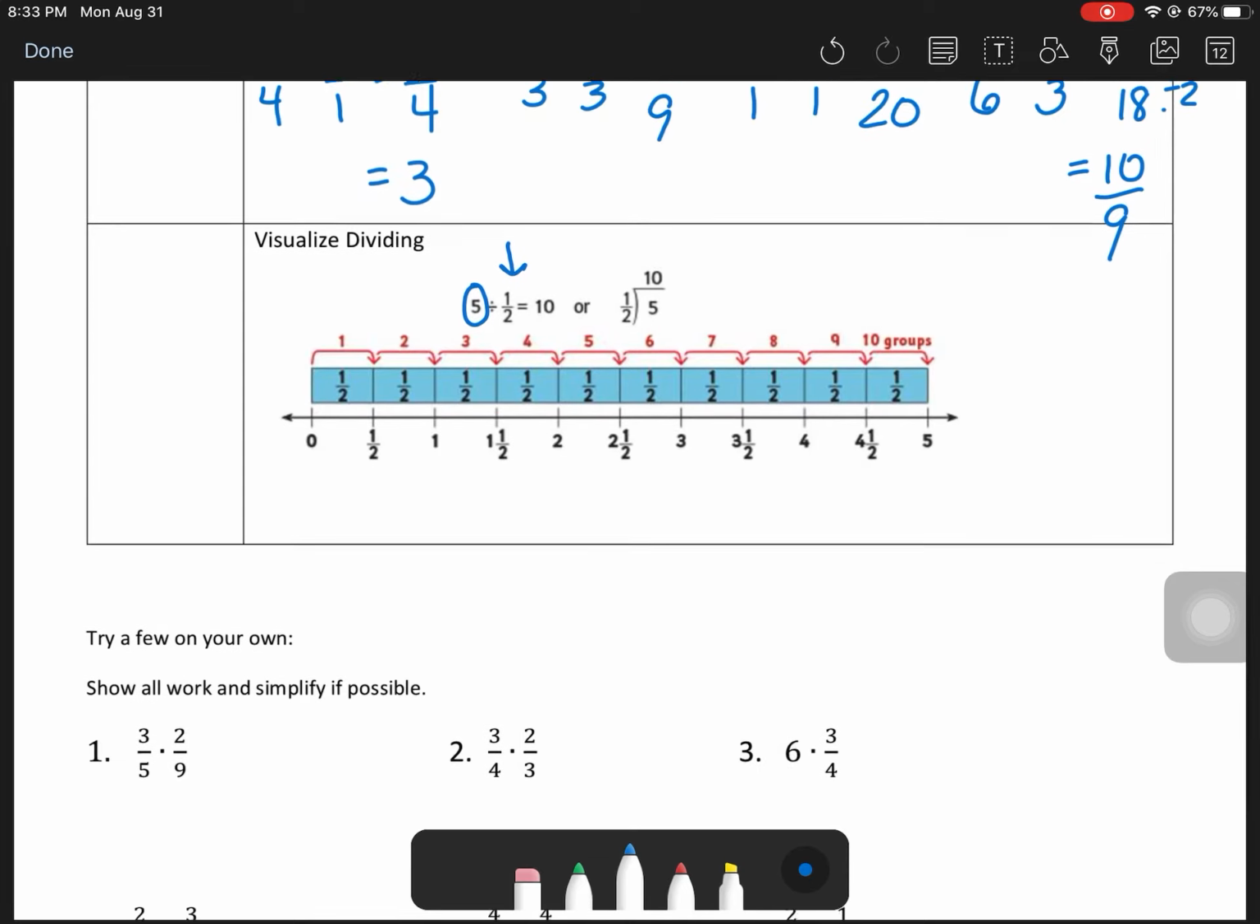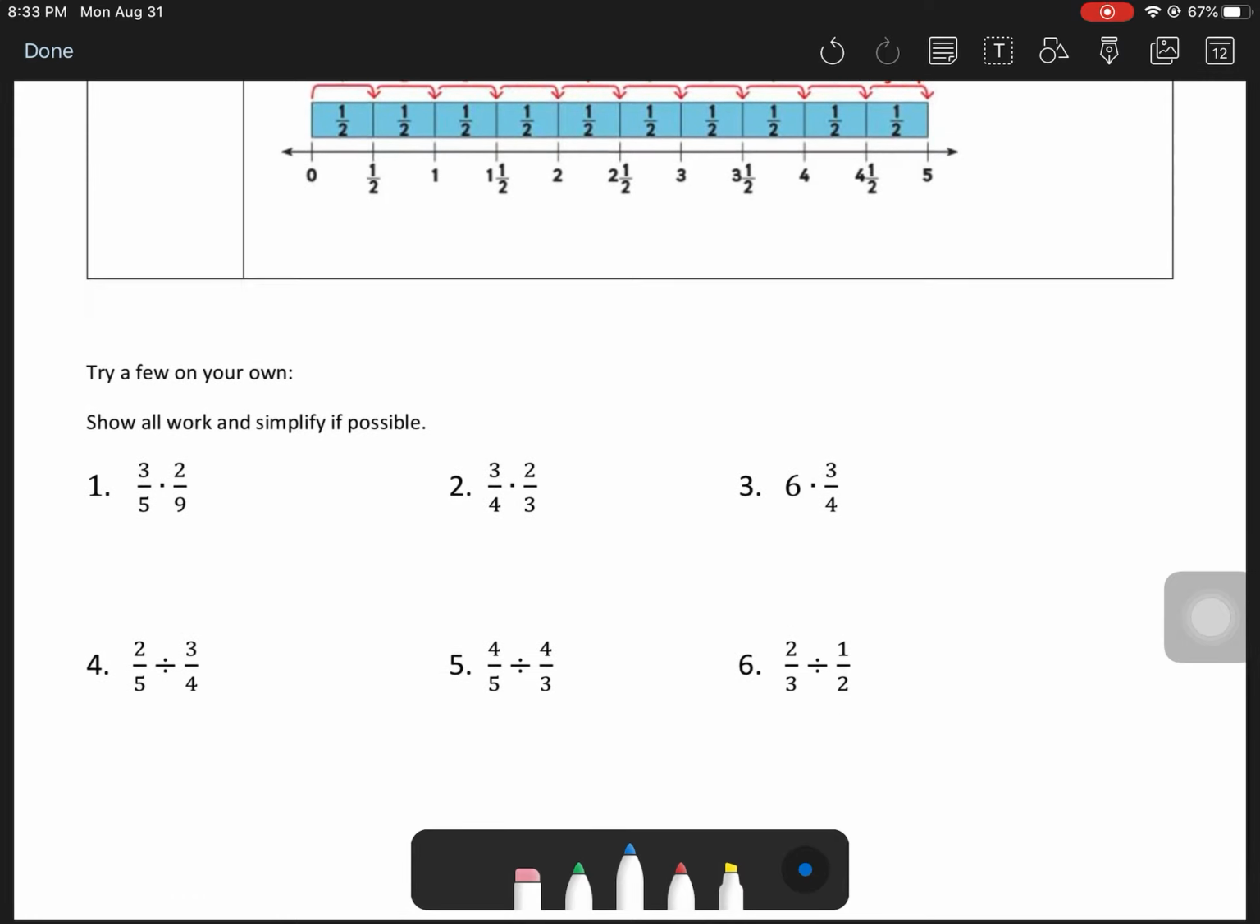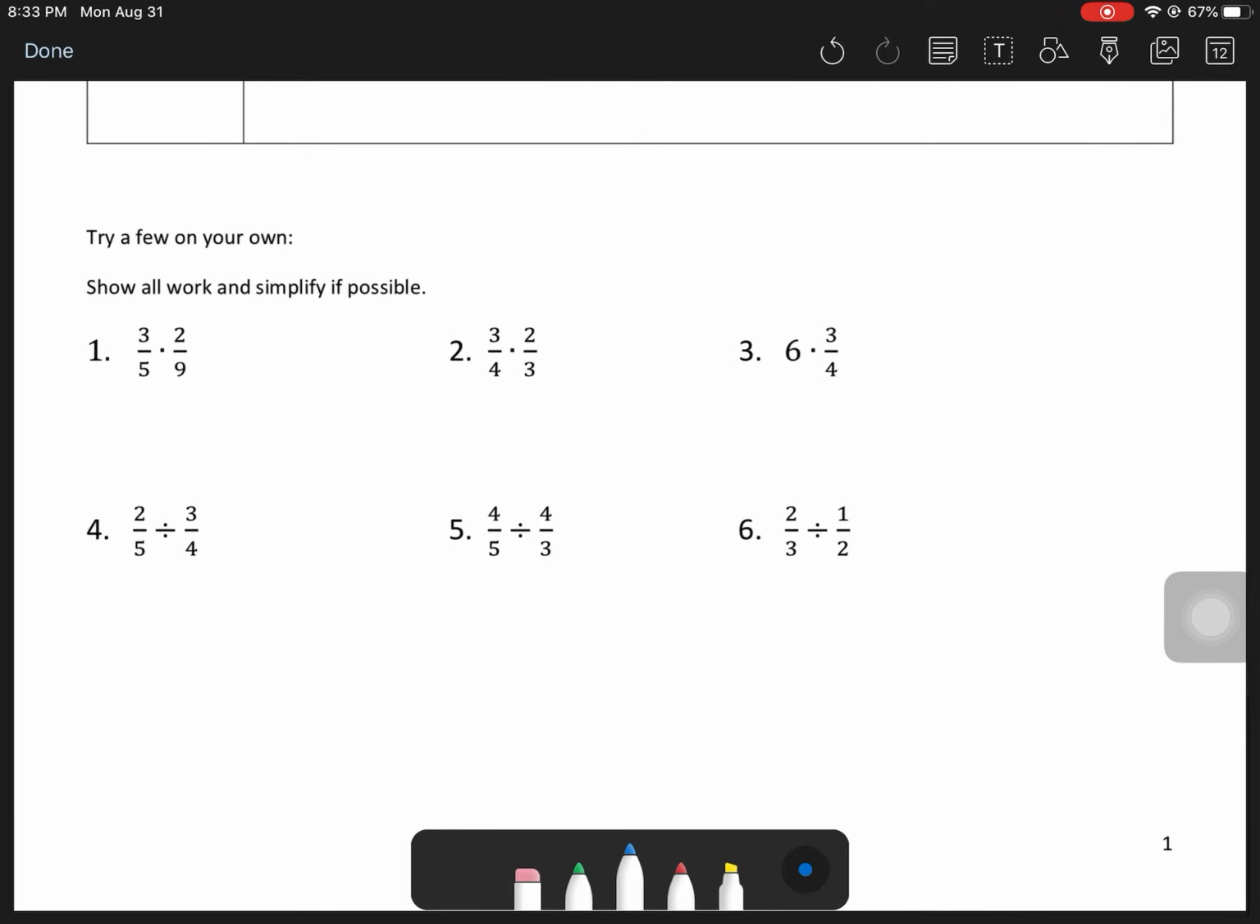There would be 10. So now, ladies and gentlemen, I'd like you to try these on your own, and we will take a look at them the next time we get together.